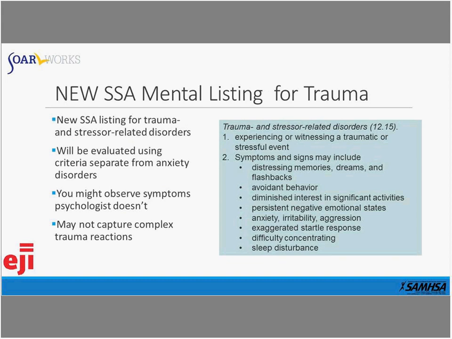On January 17th, the Social Security Administration began using new diagnostic criteria for mental disorders, and they've added a new listing for trauma and stressor-related disorders. So it's no longer included as an anxiety disorder and has a new set of criteria for identifying trauma-related disorders. Included in the criteria is the experience or witnessing of a traumatic event, which is one reason it's important to be able to document the history, including their incarceration history.